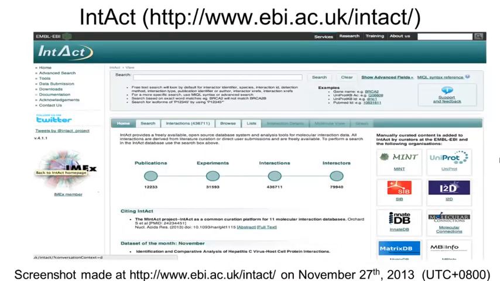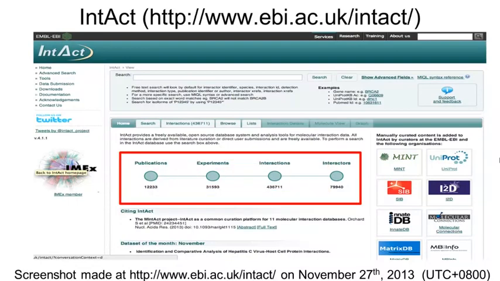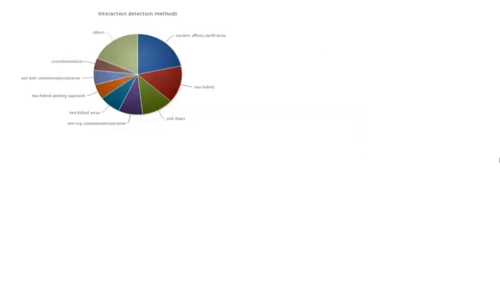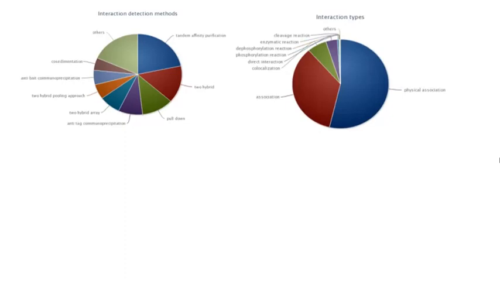A useful resource for molecular interaction is IntAct. It currently contains over 436,000 interactions involving 80,000 molecules based on data from 31,000 experiments published in 12,000 papers. As you can see from these two figures, the amount of data in IntAct had been increasing steadily over the years. The interactions in IntAct were determined by experimental technologies such as tandem affinity purification, two-hybrid, pull-down and so on. The most common type of interaction is physical association. Other types of association are also common. Other interactions include colocalization, phosphorylation, and dephosphorylation reactions, and so on.